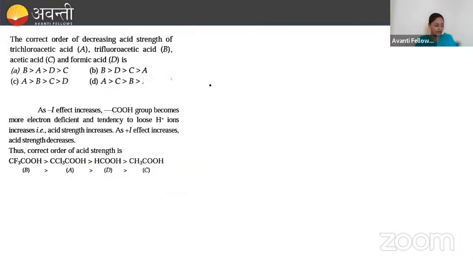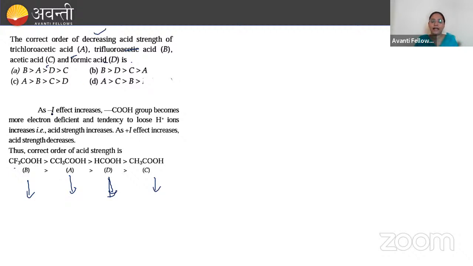Okay. Next problem. The correct order of decreasing acidic strength of trichloroacetic acid, trifluoroacetic acid, acetic acid, and formic acid is. Here I have shown the structures. First one is trichloroacetic acid, the A molecule. Next one is trifluoroacetic acid, the B molecule. Next one is acetic acid, C, and then formic acid. So what is the decreasing acid strength? Which will be more acidic here?